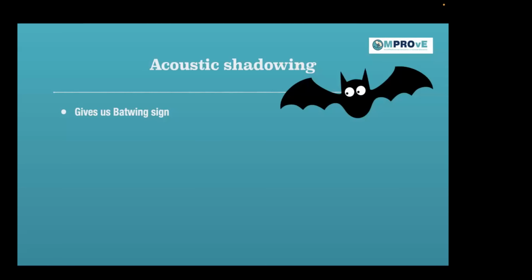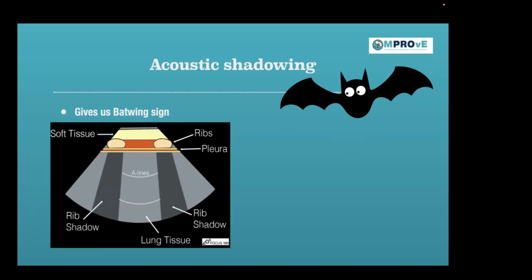Let's talk about the acoustic shadowing artifact. So this gives us the bat wing appearance. It's a stretch of imagination again. Why bat? Don't ask me. I'll try to show you as much of a bat as possible on this lung scan, but acoustic shadowing gives you the bat sign. So again, this is the ribs, soft tissue. You apply your probe here, and then this is a kind of image that is generated.